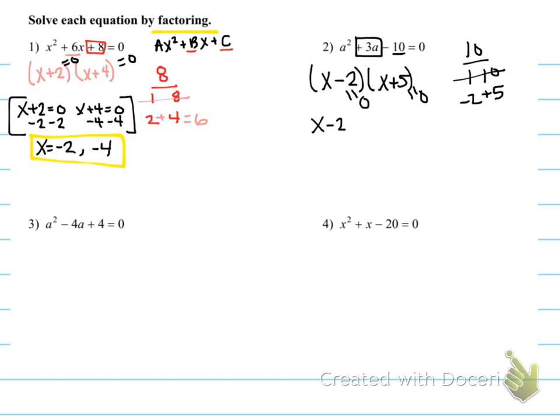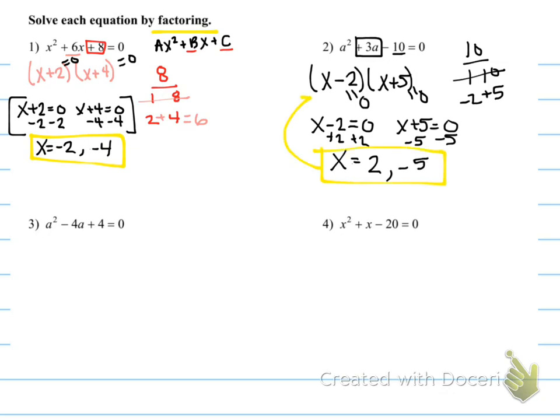So x minus 2 equals 0. X plus 5 equals 0. So we get x equals 2 and negative 5. It's pretty much just flipping the signs from what's in there. So that's how you can skip this step. It's just to flip the sign. So you've got, oh, okay, well, I've got a minus 2 here. Well, flip it to get a positive 2. Oh, I've got a plus 5. Flip it to get a negative 5.